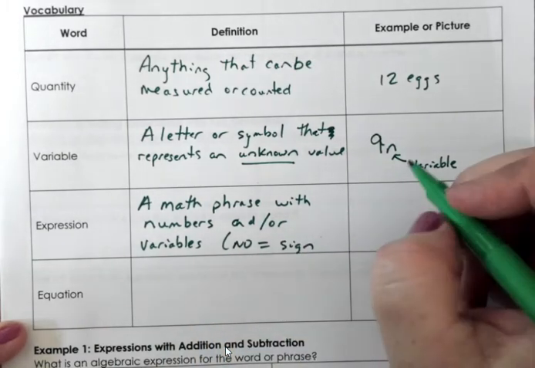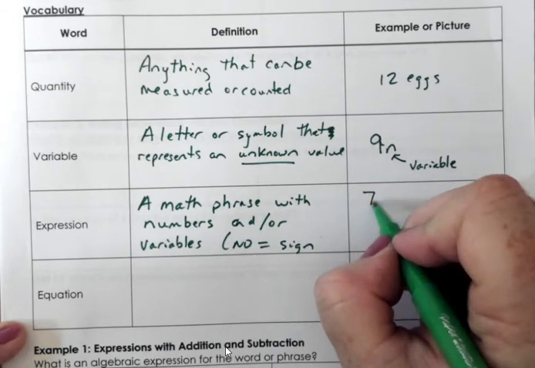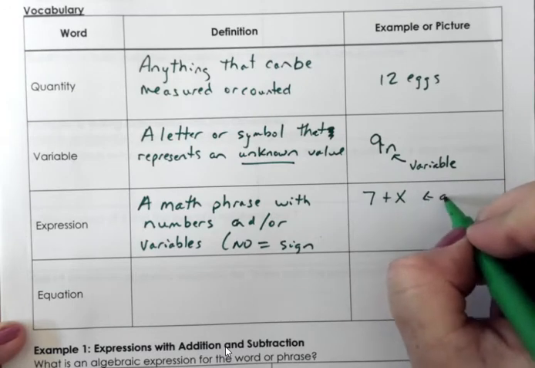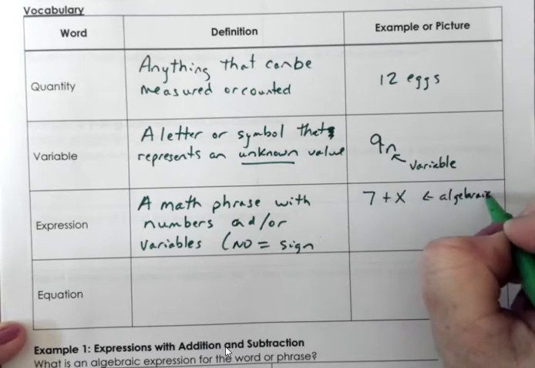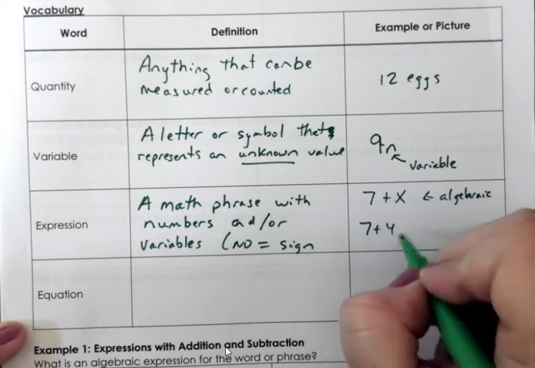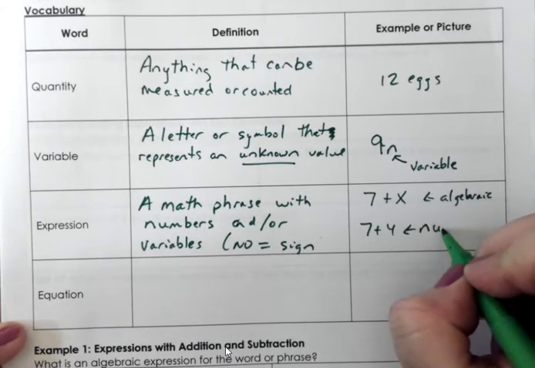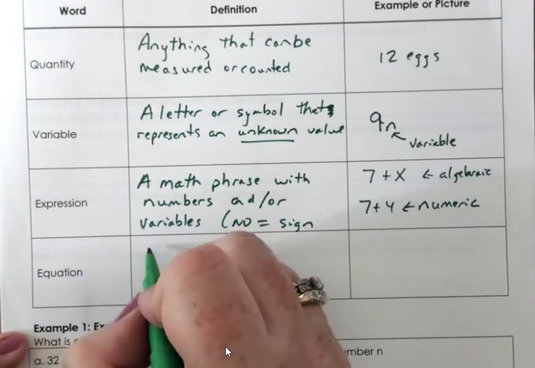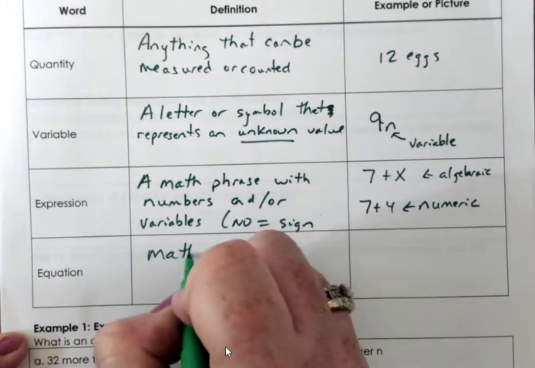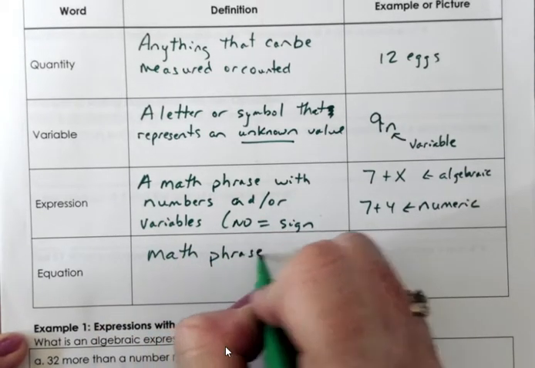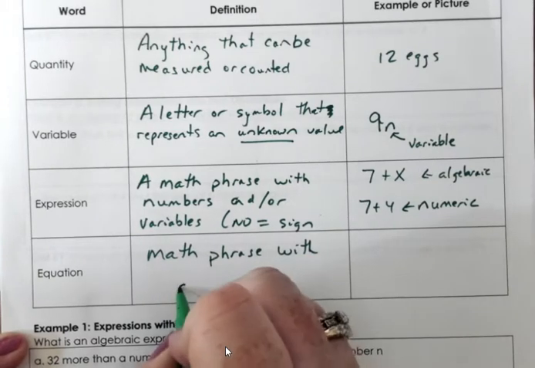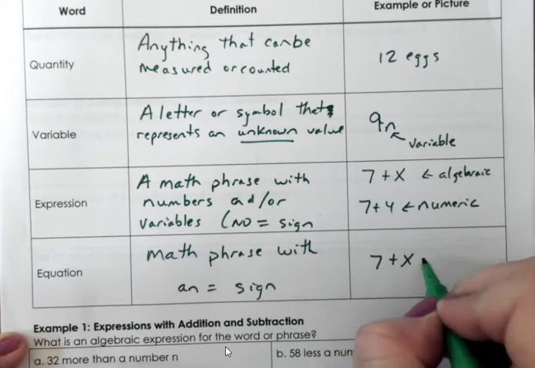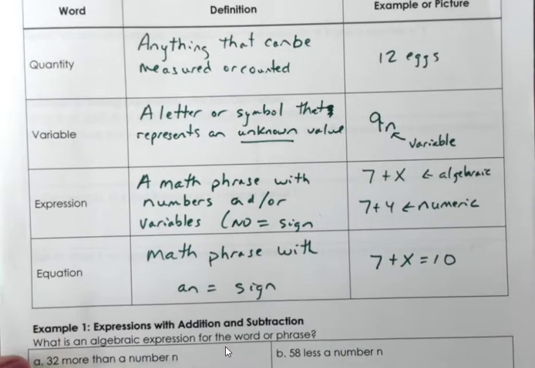So for example, you might see something like 7 plus x. This is what we call algebraic. Or you might see something that says 7 plus 4. And because they're all numbers, this is numeric. An equation is a math phrase with an equal sign. For example, 7 plus x equals 10. That is an equation.